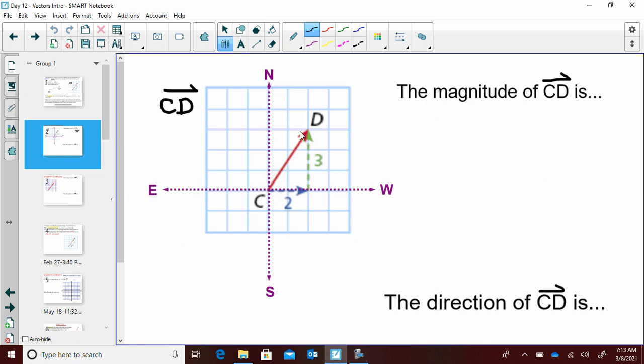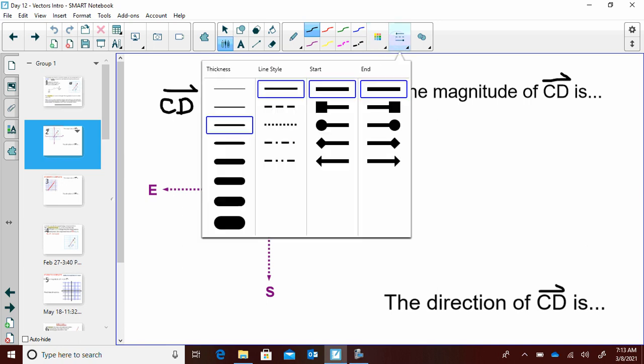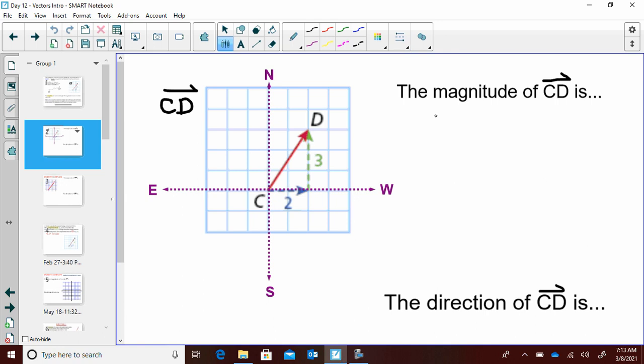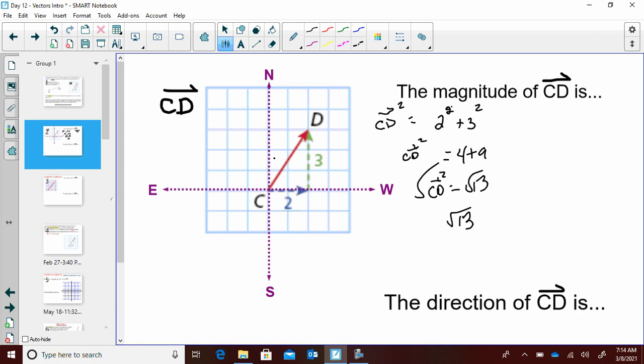So if we still look at this vector CD, and you see how it's drawn with the little half arrow, all we're doing for the magnitude is finding the distance. So in this case, it's just 2 squared plus 3 squared. CD squared equals 4 plus 9, 13. Let me radical it, so it's the square root of 13. That's the length of that.